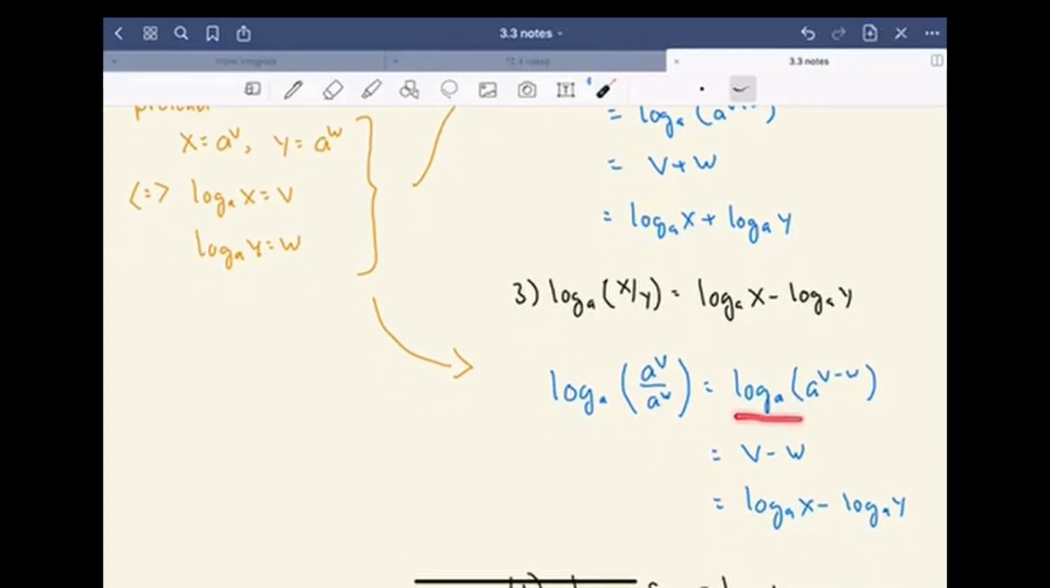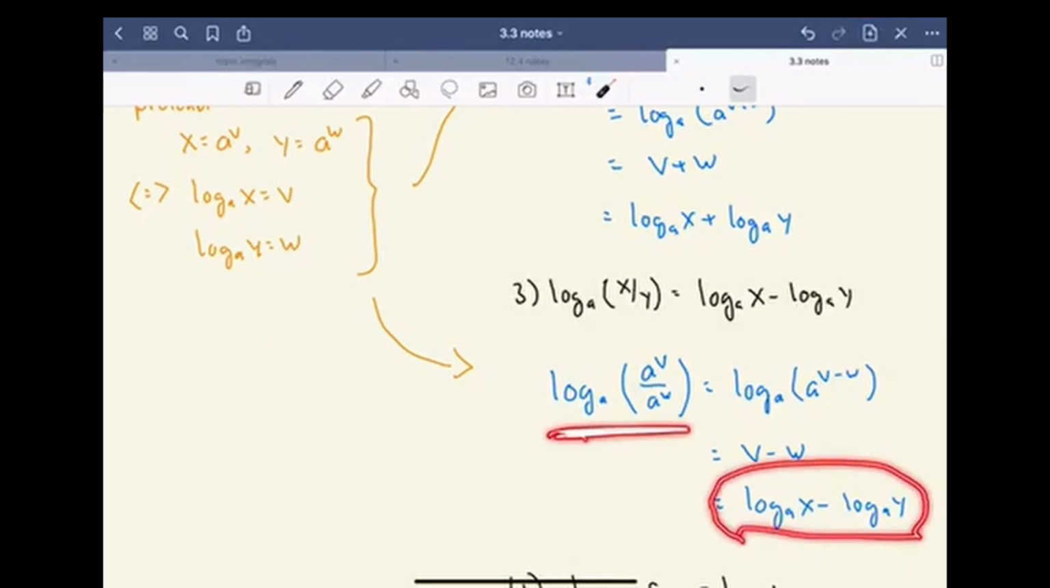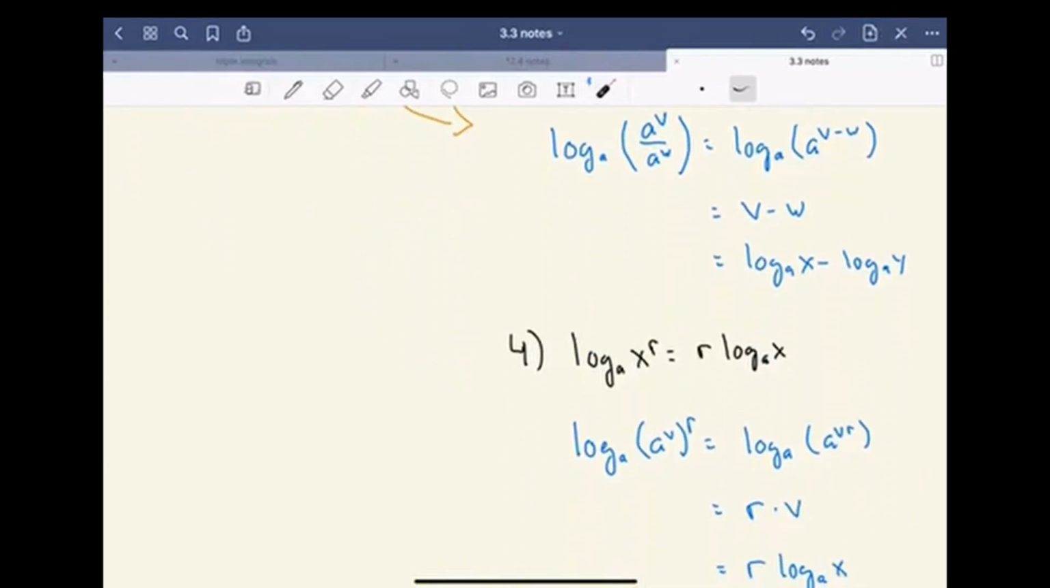Now, using the definition of log, remember log base a of a to the v minus w is just equal to v minus w. But again, v is log base a of x, and w is log base a of y. So, division inside the logarithm means you subtract the two logarithms. All right, one more rule.